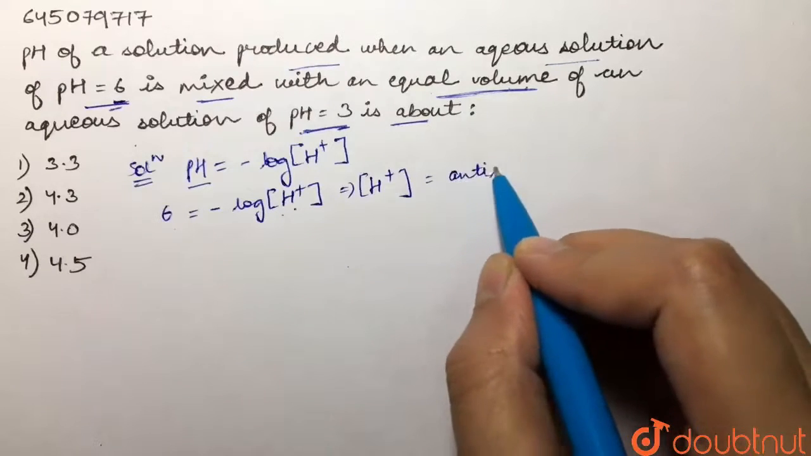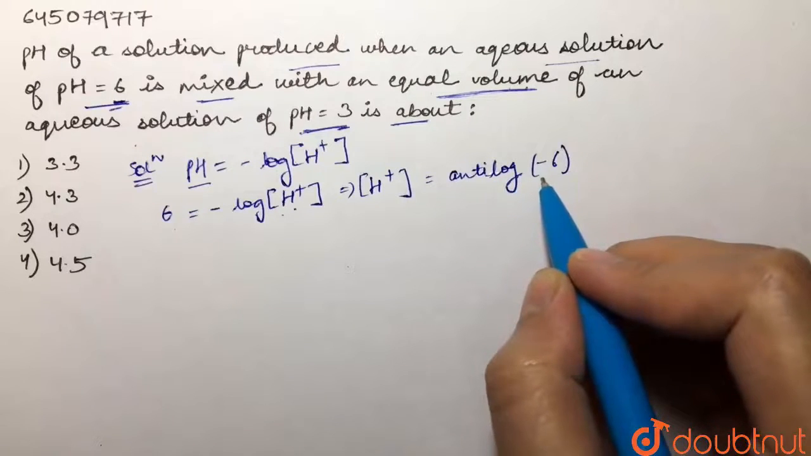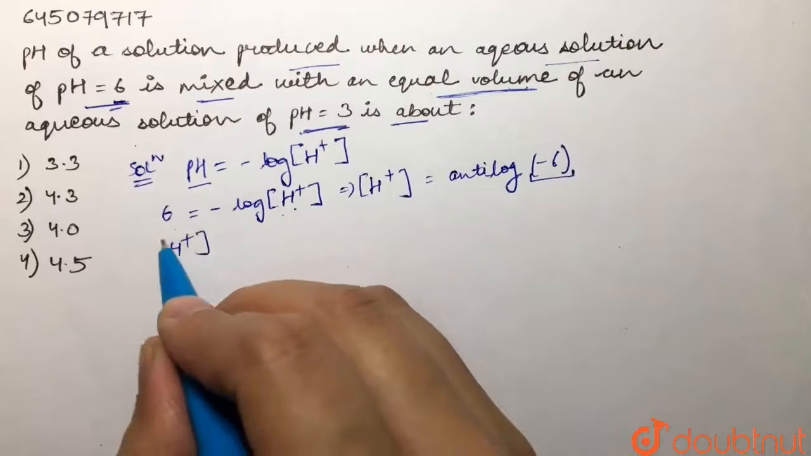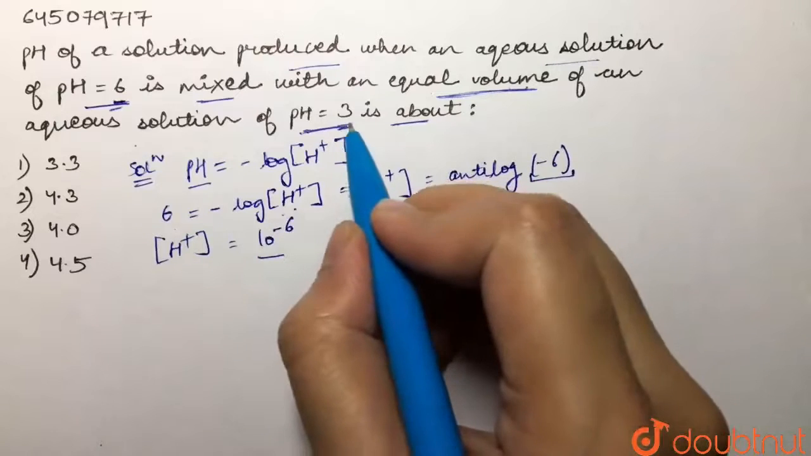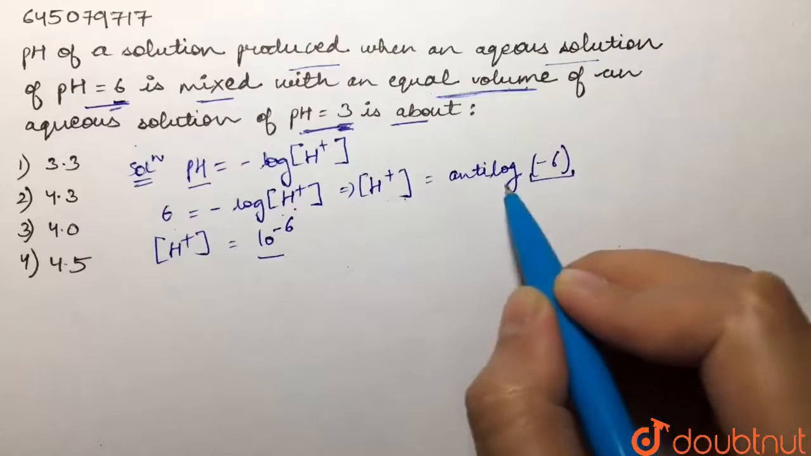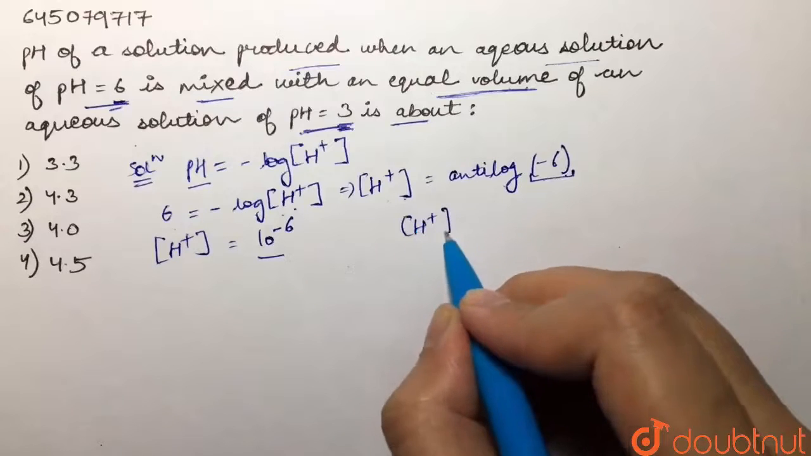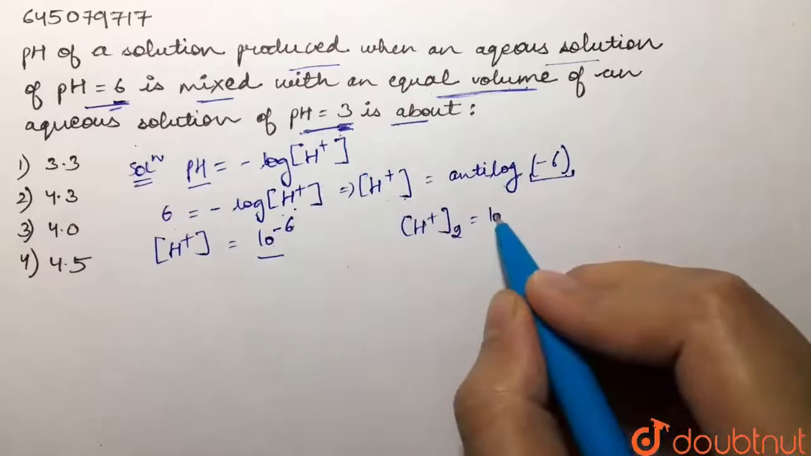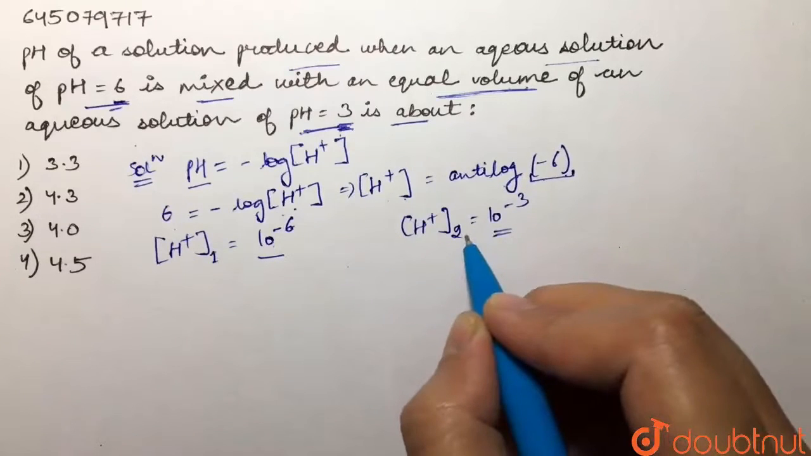So the H positive ion concentration would be the antilog of minus 6, and this becomes the power of 10, so it would be equal to 10 raised to power minus 6. Similarly for pH value of 3, the H positive ion concentration would be antilog of minus 3, so that means the H positive ion concentration of our second solution is 10 raised to power minus 3. This is for the first solution and this is for the second solution.